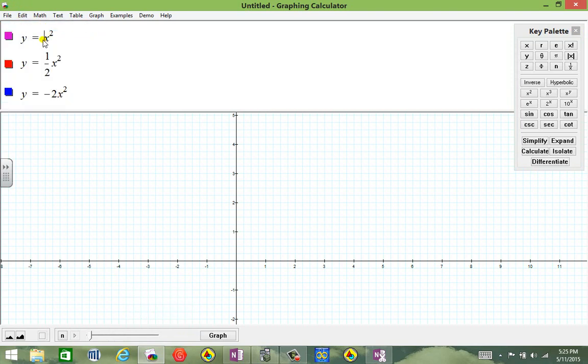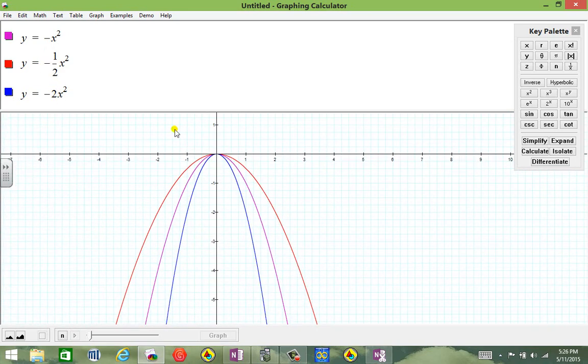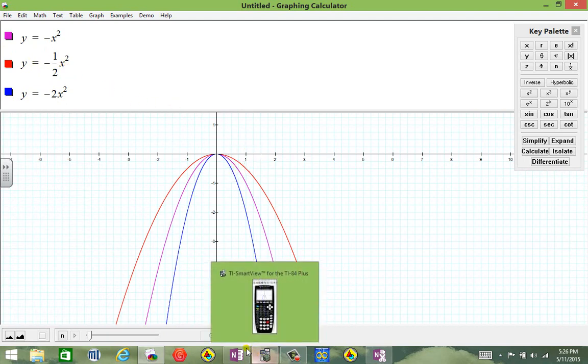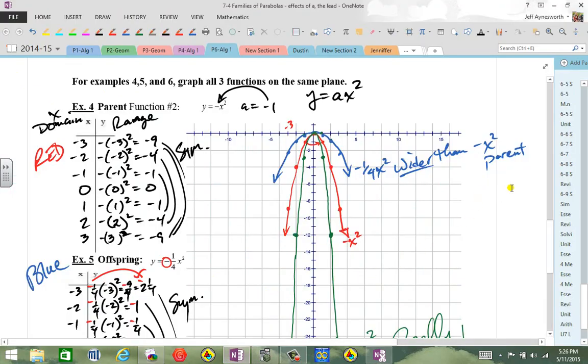Let's see if I can do this. Yeah, there we go. And I make the 1/2 negative. Watch what happens to all these parabolas. They go down, right? Look at that. They go down. Why? Because the y values are now negative, so they have to be below the x-axis right here.